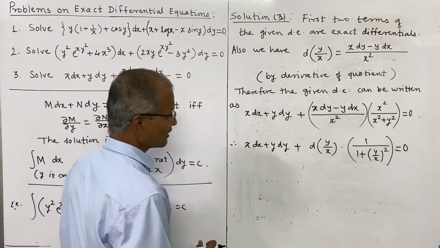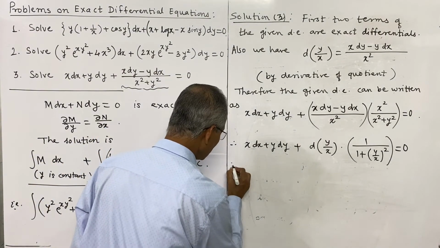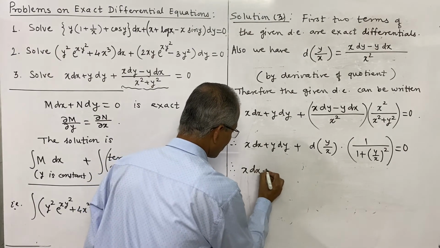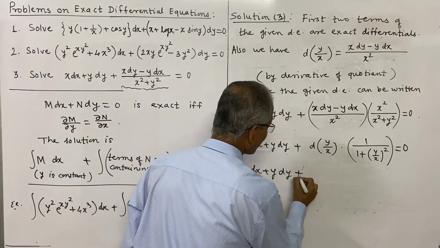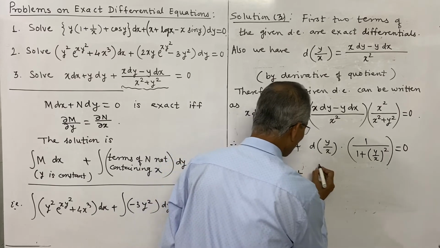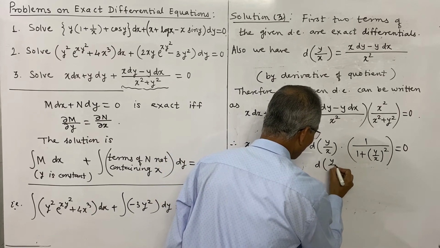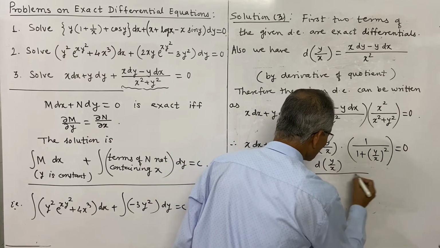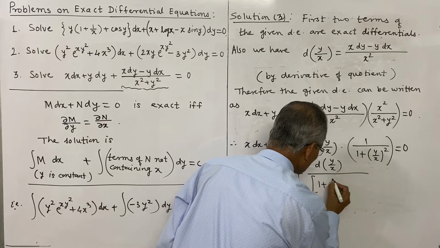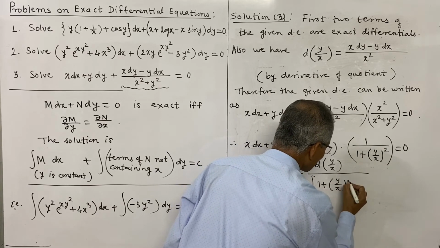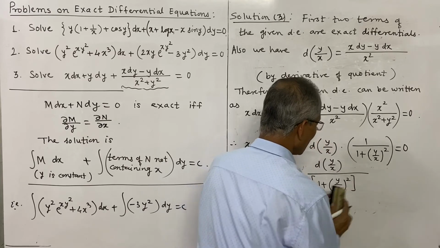Now why is this written so? Further, this is x dx plus y dy plus, and this I shall write at the numerator d of y upon x, and the denominator I shall write 1 plus y upon x whole square is equal to 0.